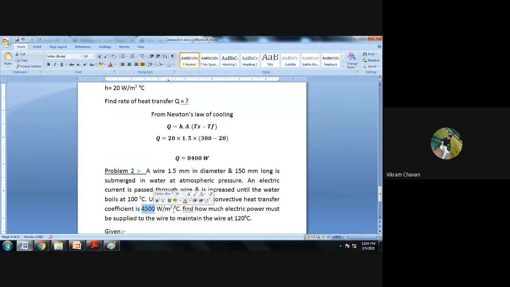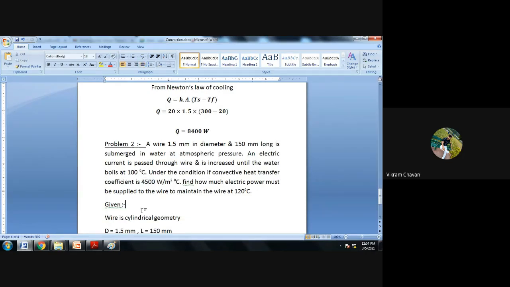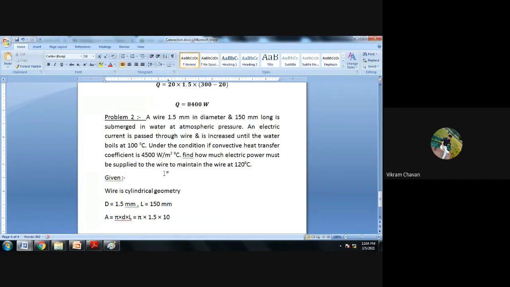Getting the logic? Now the wire is a cylindrical geometry. Okay, the first thing is very important: we have to decide the geometry. Imagine the wire having a diameter and a length, so it is a cylindrical geometry. So in that case we have to determine the area of that particular cylindrical geometry. So the area will be, D is equal to 1.5.